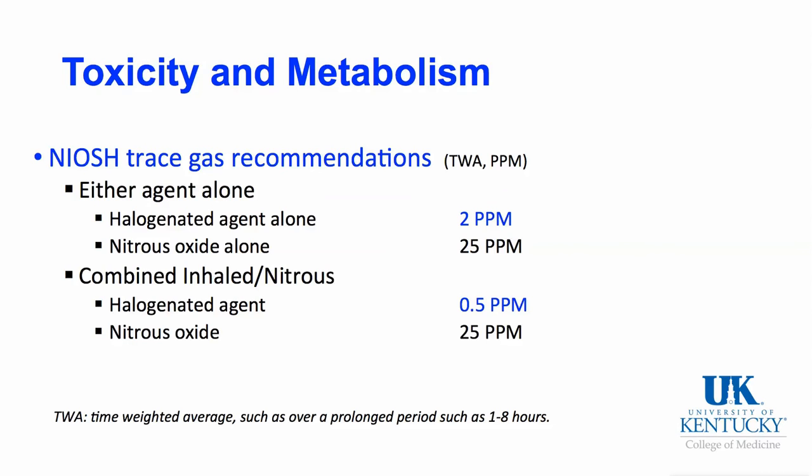And if you're using nitrous alone, it's 25 parts per million. And if you're combining inhaled agent with nitrous, the halogenated agent is supposed to be only at 0.5 parts per million. So in your mind somewhere, I'd probably put this 2 parts per million and 0.5 parts per million as the NIOSH trace gas recommendations, without a whole lot of evidence to say what is bad for a patient.